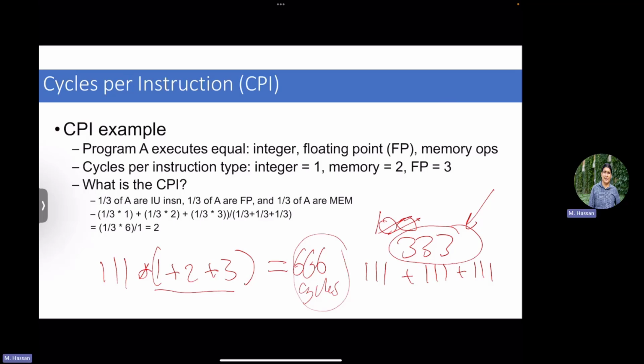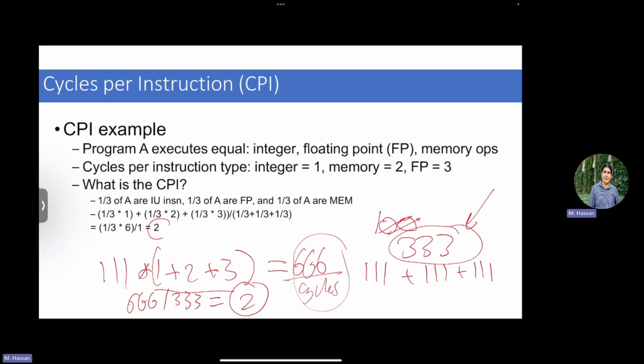And if I want to take that average for the 666 cycles, what I will do is I will divide, well, this is the total, and then I will divide by the total number of instructions. So it will be 666 over 333. What is the value I end up with? 2, which is the same one I calculated here, right? Because I took the total number of cycles divided by the total number of instructions, right?